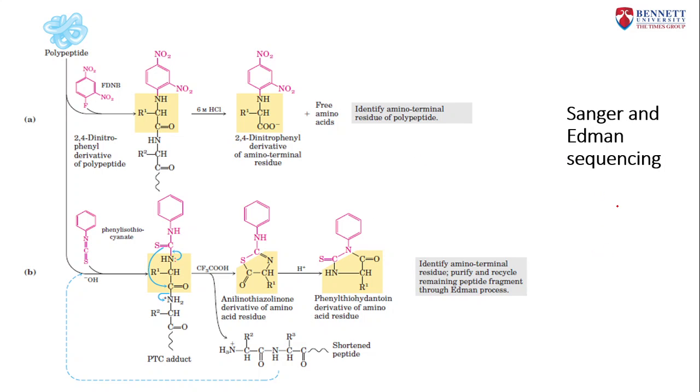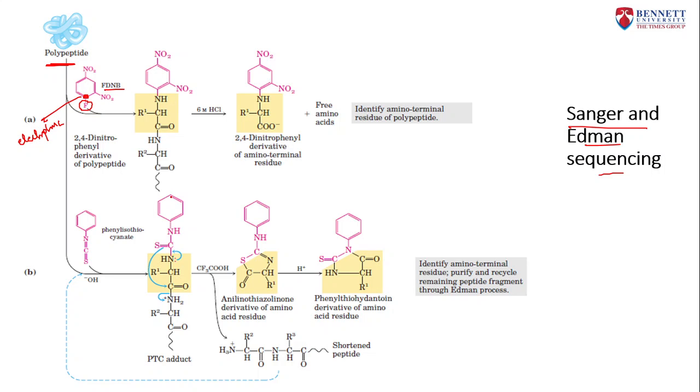So the first thing we would learn is the Sanger and Edman sequencing. These are useful to find the N-terminal, or amino terminal, amino acid. Here you have a polypeptide, and you are treating it with this reagent called FDNB. In the FDNB, this particular fluorine is a replaceable fluorine, and this particular carbon is an electrophilic carbon.